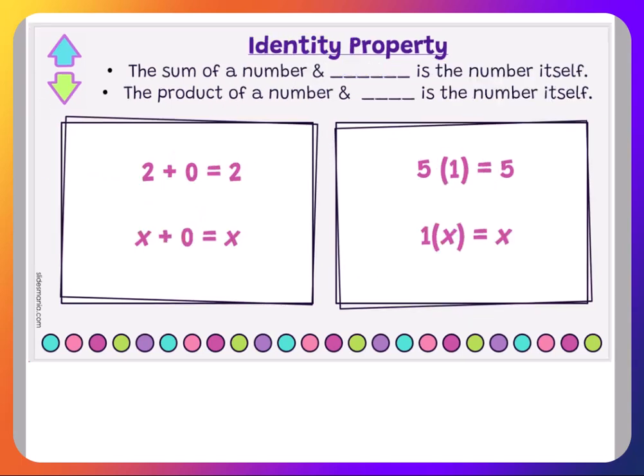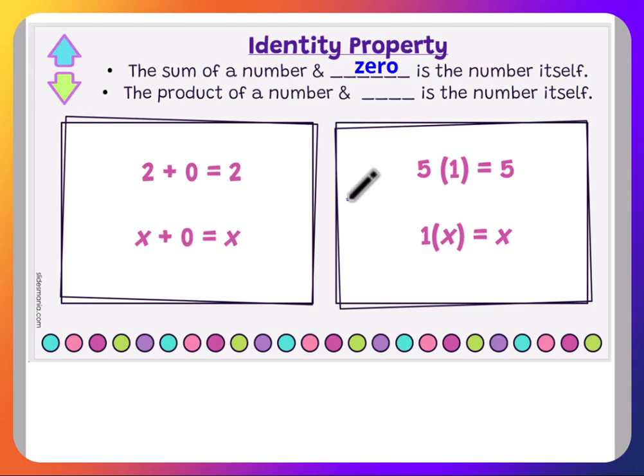And then the last one is the identity property. Think about identity looking in the mirror. When you look in the mirror, what do you see? You see yourself, right? Just reflected. But do the color of your eyes change? No. Okay, so the sum of a number and 0 is the number itself.